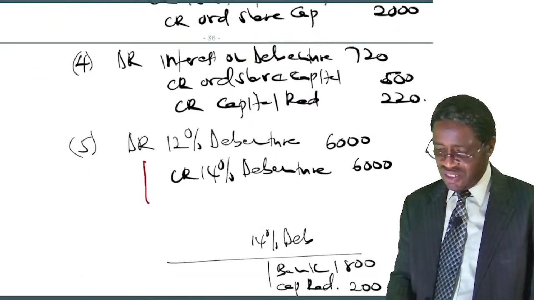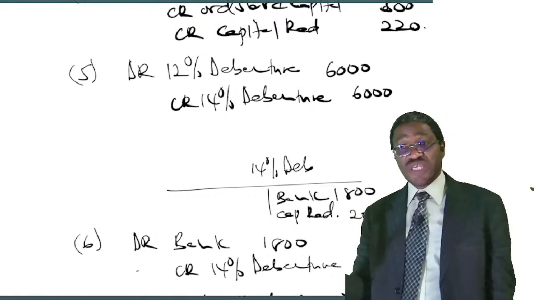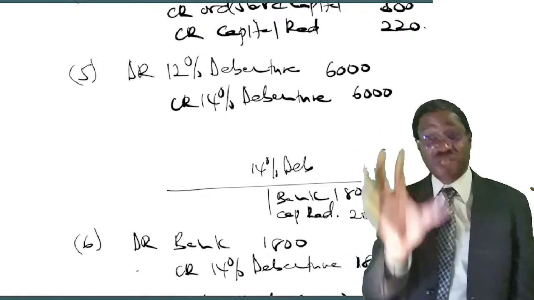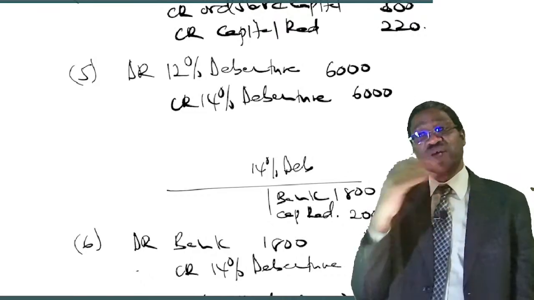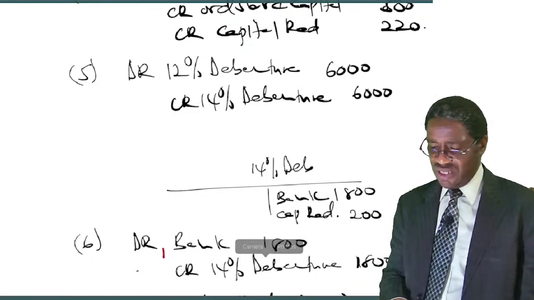Number 5, somewhere we were told the 14% to be exchanged with the 12% debenture. The 12% debenture to be exchanged with the 14%. That one there is no big problem. That one we did. Good.